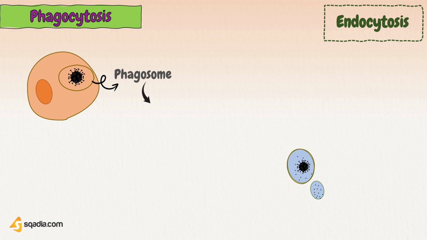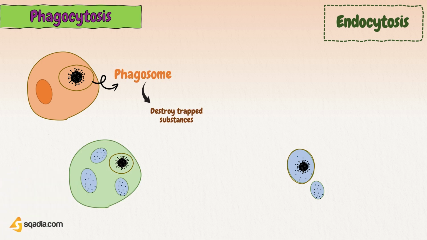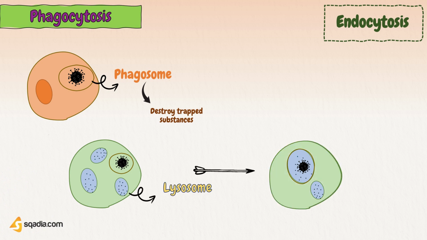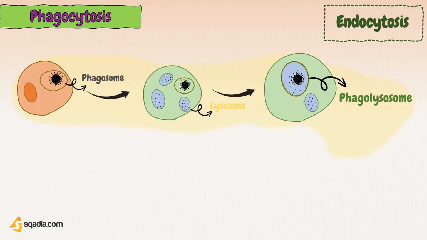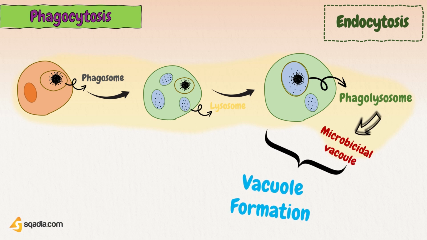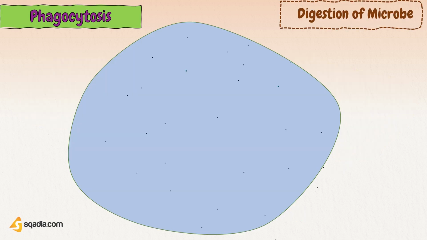Phagocytic cells contain intracellular compartments or vesicles, and one important vesicle that contains antimicrobial substances inside is the lysosome. So once the particle is internalized inside the phagosome, this vacuole can fuse with lysosomes to form another vacuole called phagolysosome. This phagolysosome is a microbicidal vacuole, and it contains many substances that have the ability to kill microbes. This formation of phagolysosome is also called vacuole formation. Within these microbicidal vacuoles, invading particles are further processed.